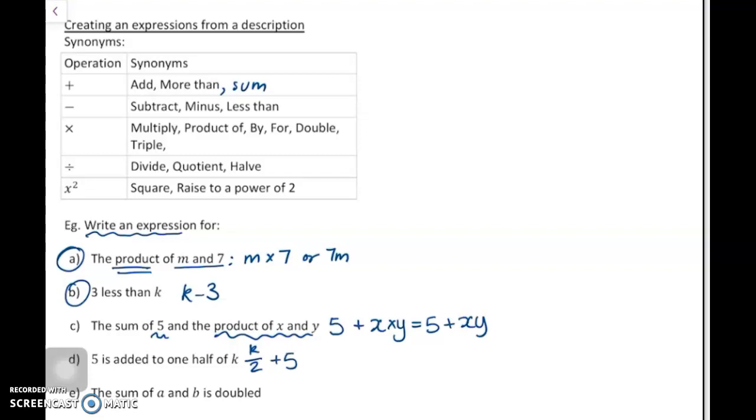And the last one is the sum of a and b is then doubled. So we've got to first do the sum of a and b. The sum is an addition, so we do a plus b first. And then we are doubling this whole number, and when we are doubling, we are multiplying the number by 2. And so that's a plus b, all times 2.